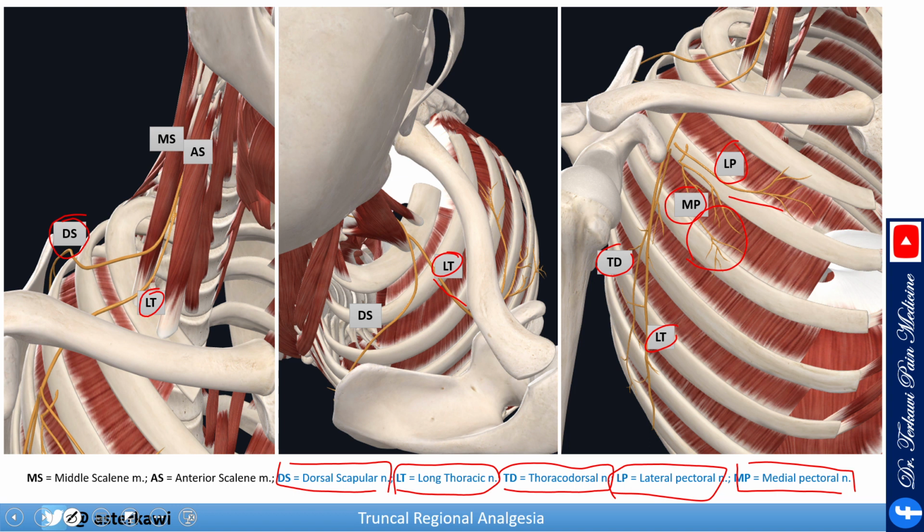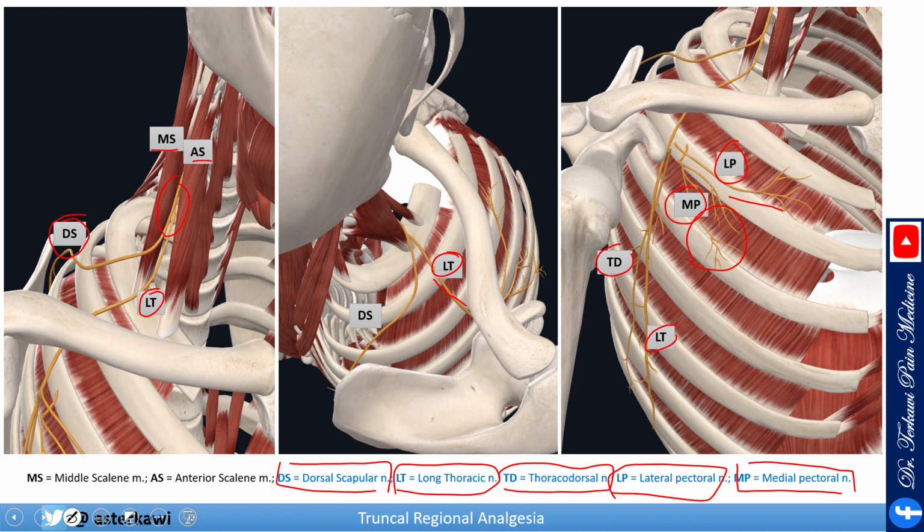So all these nerves, as you see, they leave between the middle scalene and anterior scalene muscle, but it depends where they go. So the long thoracic and thoracodorsal go to the lateral wall, the lateral pectoral and medial pectoral to the anterior wall, and the dorsoscapular to the posterior wall.